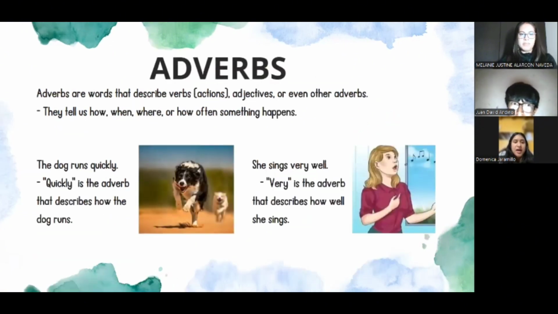Adverbs. Adverbs are words that describe verbs, actions, adjectives, or even other adverbs. They tell you how, where, when, or how often something happens. The dog runs quickly. Quickly is the adverb that describes how the dog runs. She sings very well. Very is the adverb that describes how well she sings.